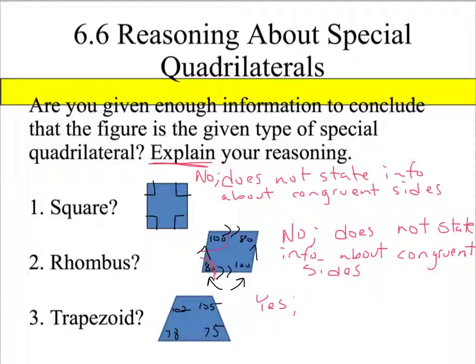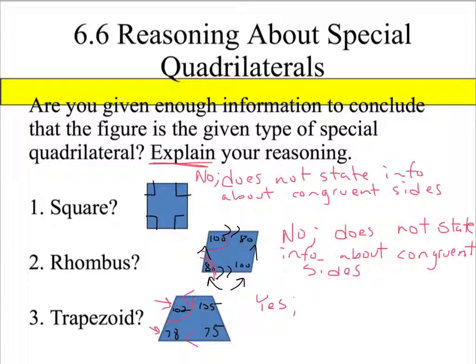Okay, and when we look at that, we can see that 102 and 78 are supplementary angles. Yes, they are. And if you remember, using those supplementary angles, those are also same side interior angles. Remember those theorems from way back before? Okay, so because those are same side interior angles, we can use that converse to say that this side is going to be parallel to this side.